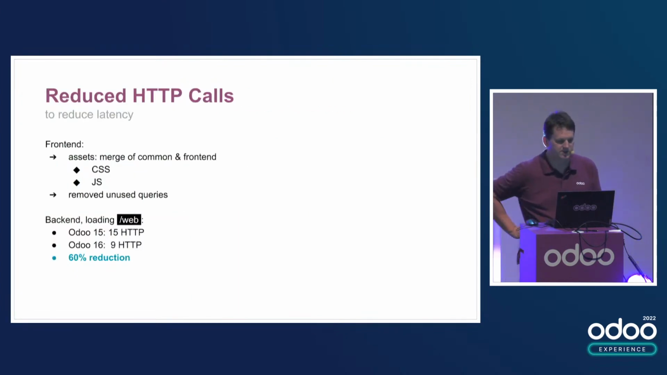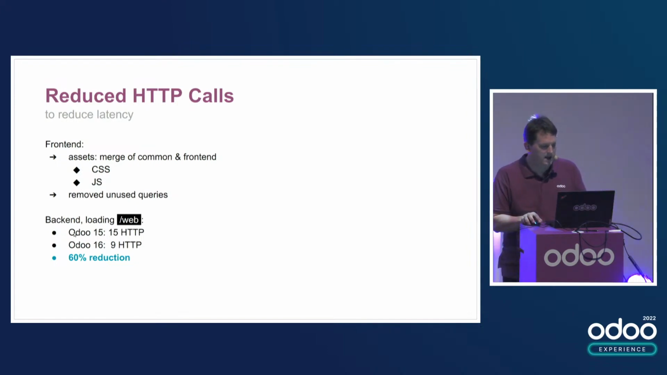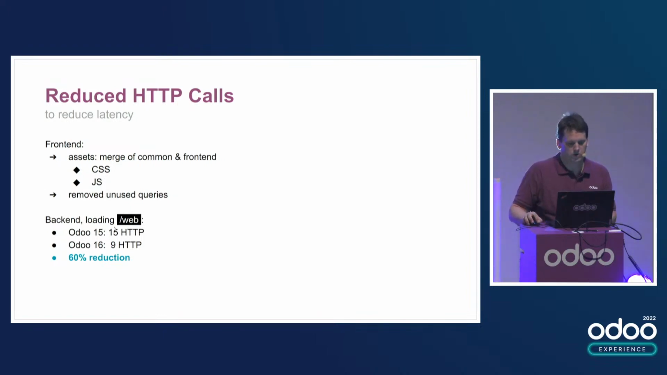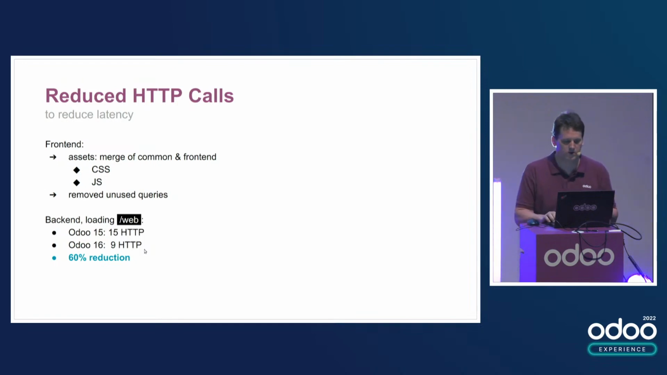To reduce the HTTP calls on the front end, we merged the common and front end assets. So it was 2 JavaScript files and 2 CSS files. Now we merged them, so we have only 1 CSS and 1 JavaScript to load any page. So there is less back and forth between the browser and the server. We removed unused queries that we had. We had a few. And so now when you load the /web controller, we went from 15 HTTP queries to 9. It's a 60% reduction of the HTTP queries to open the backend.